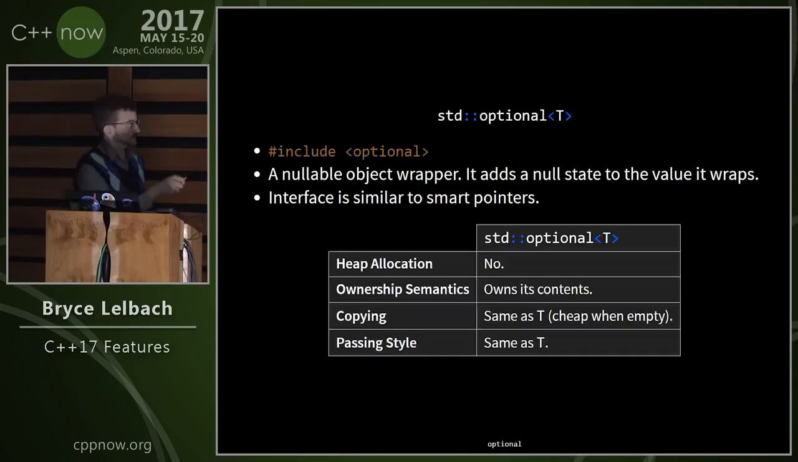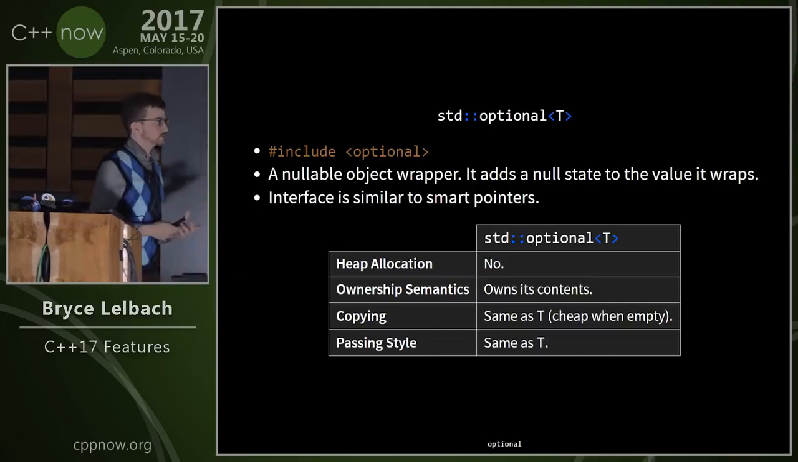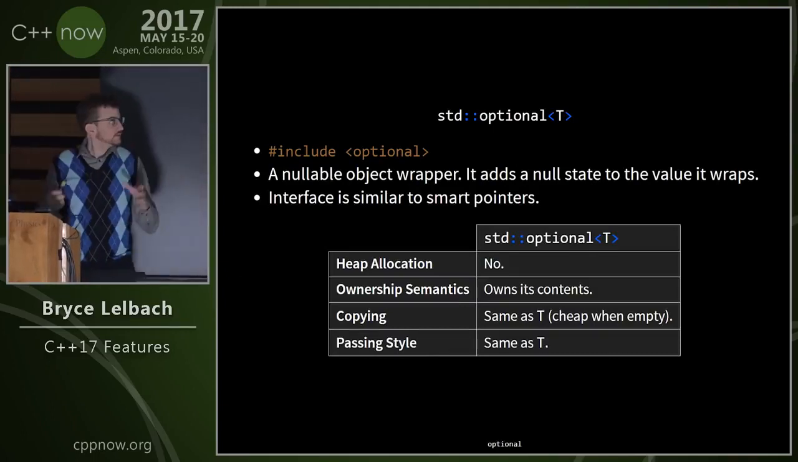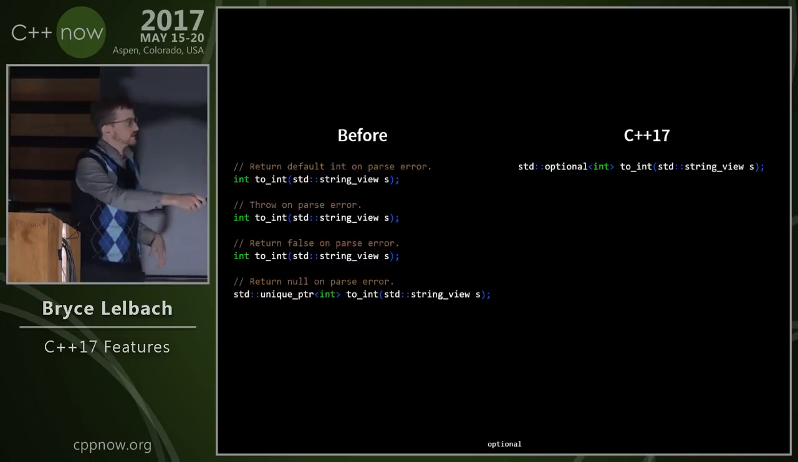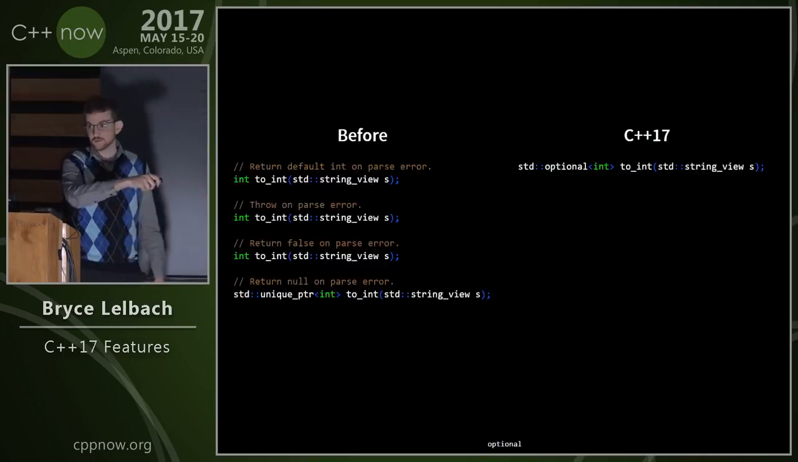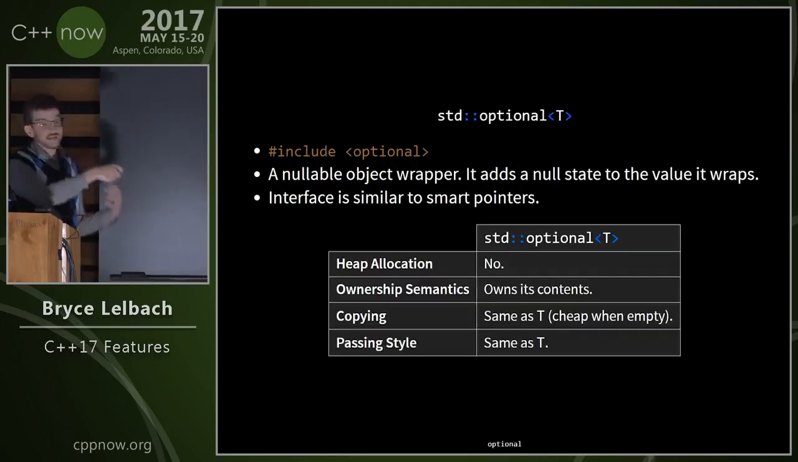It's in this header, include optional. It's a nullable object wrapper. It adds a null state to the value that it wraps. So it's similar to this approach here, with the exception that it does not actually allocate memory.